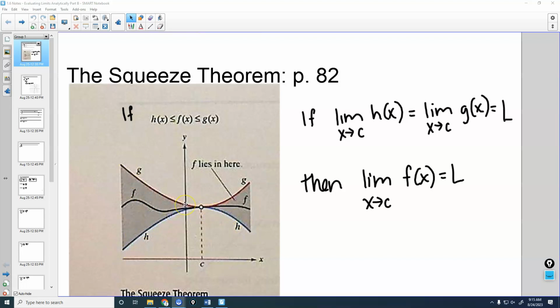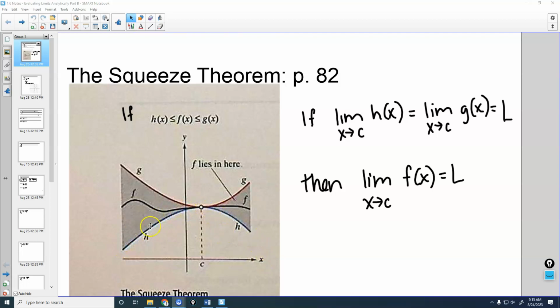Those look like parabolas, I think, that have been graphed here. And then you have some sort of unknown function in between. You've got this function that you don't really know about. But you can prove that g is always greater than this function and h is always less than this function.